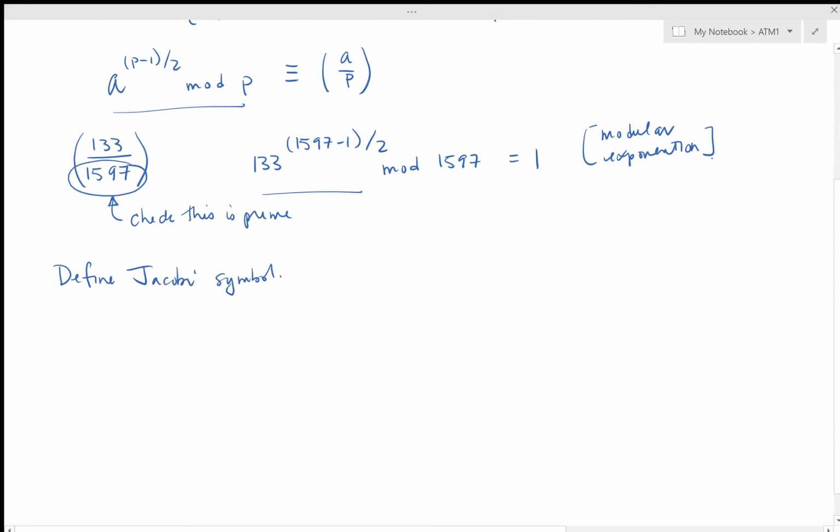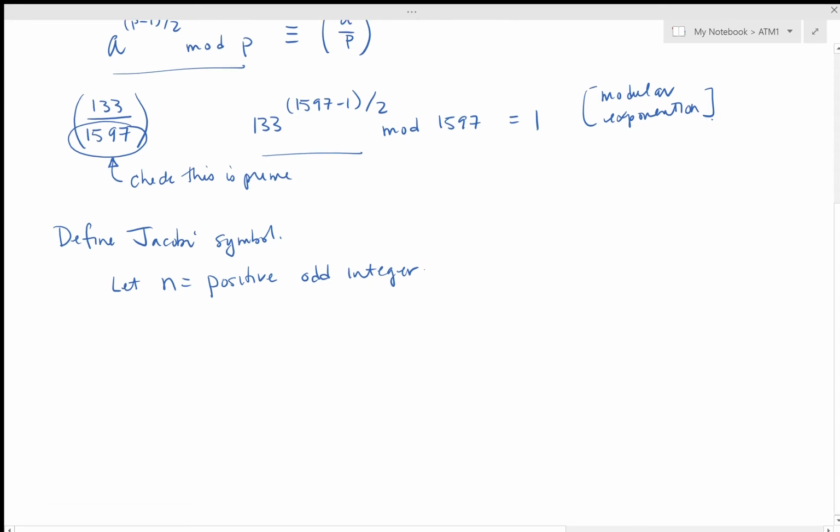Define the Jacobi symbol. In this case, n will be a positive odd integer. And I will write n in its prime factorization, the product from i equals 1 to k of the ith prime raised to some exponent.